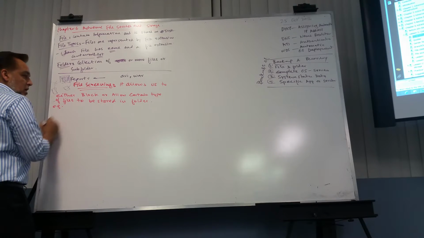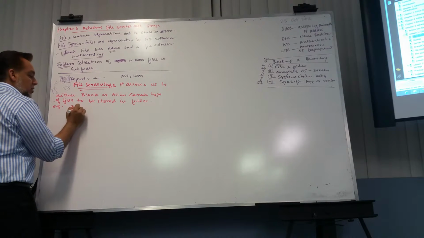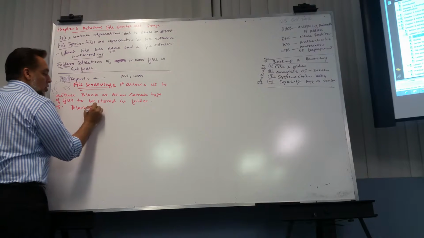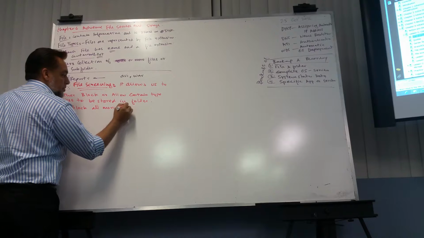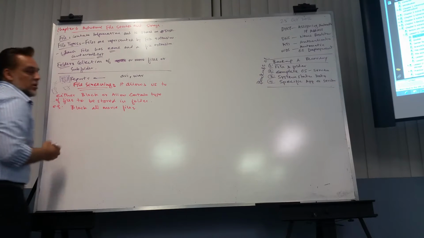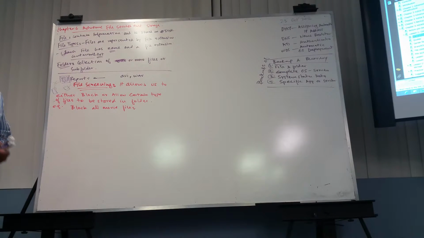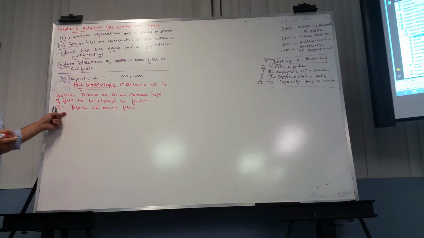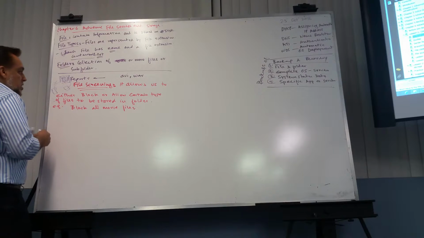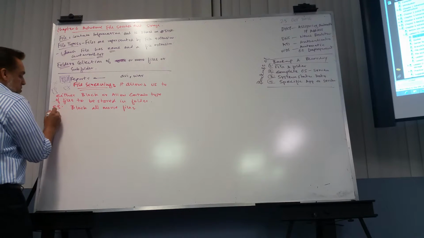Example: block all movie files. Example: block all movie files and allow all document files. So you can say allow all. Actually, if you block movie files, it will automatically allow the other files. So this is file screening, and we're going to do the practical as well in a few minutes. Second one is quotas.